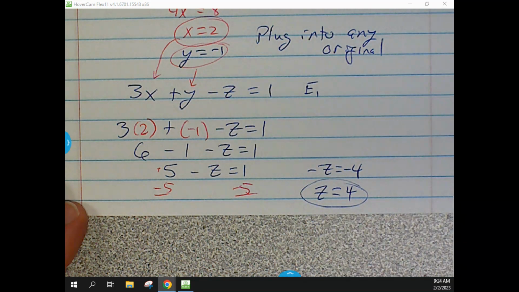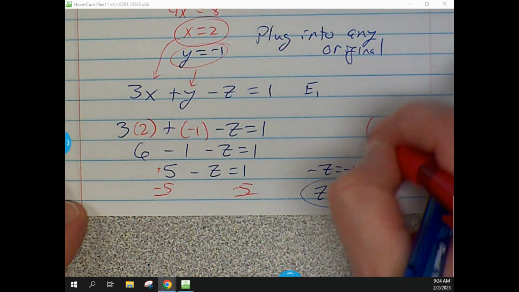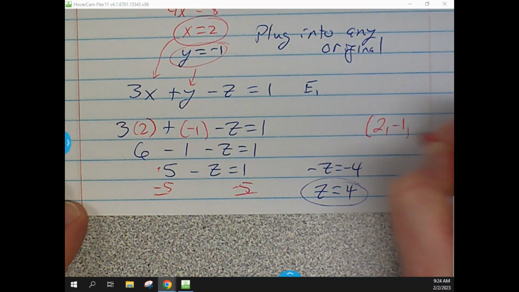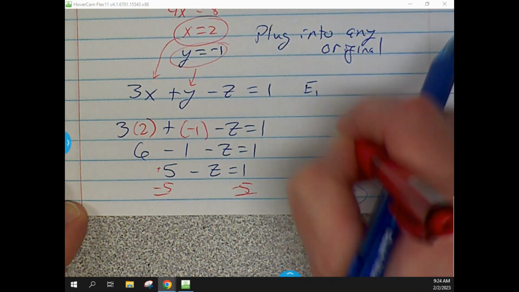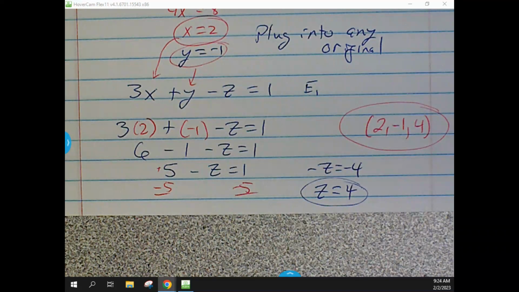All right, and then the final answer. It's got to be x, y, z. So it's 2, -1, and then 4. Again, I think with Math Excel it works out pretty nice because they'll give you the 3 blanks, and it makes you go back in and plug in those 3 blanks. Kind of get there.